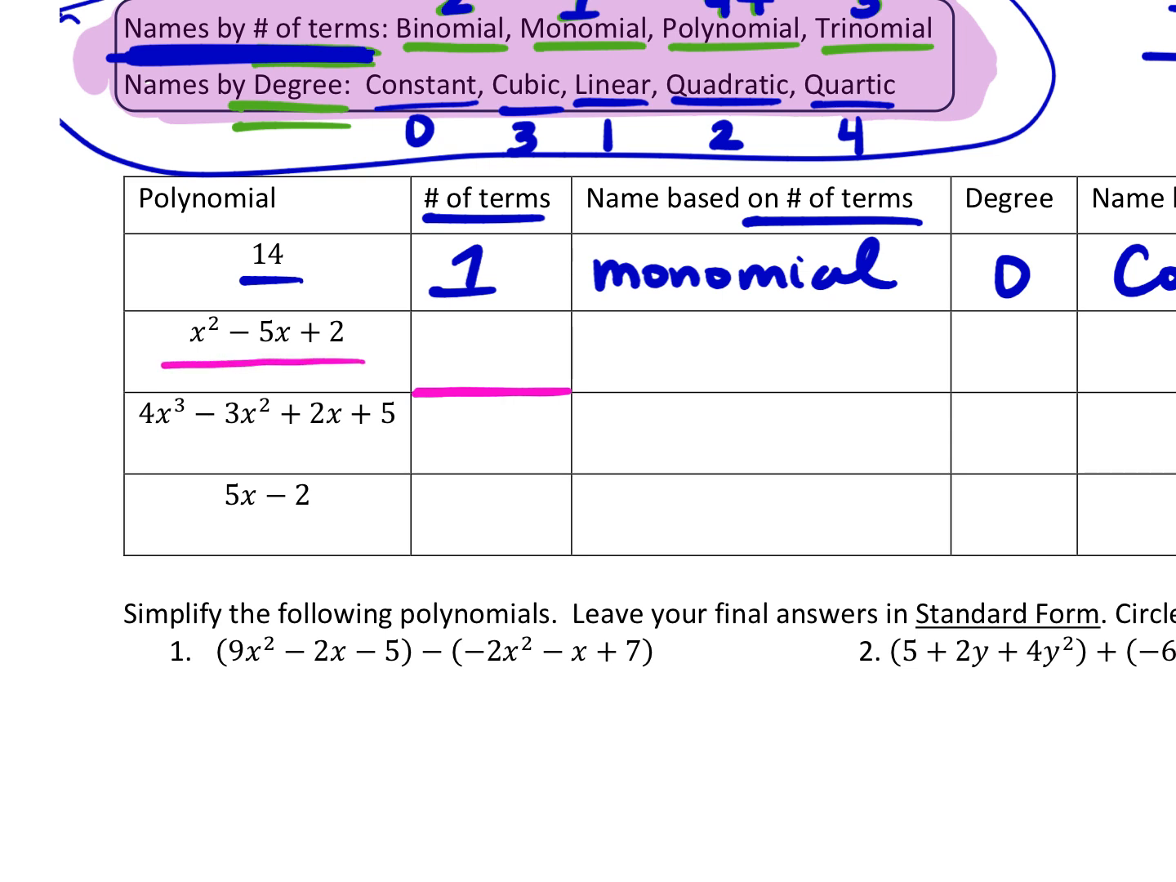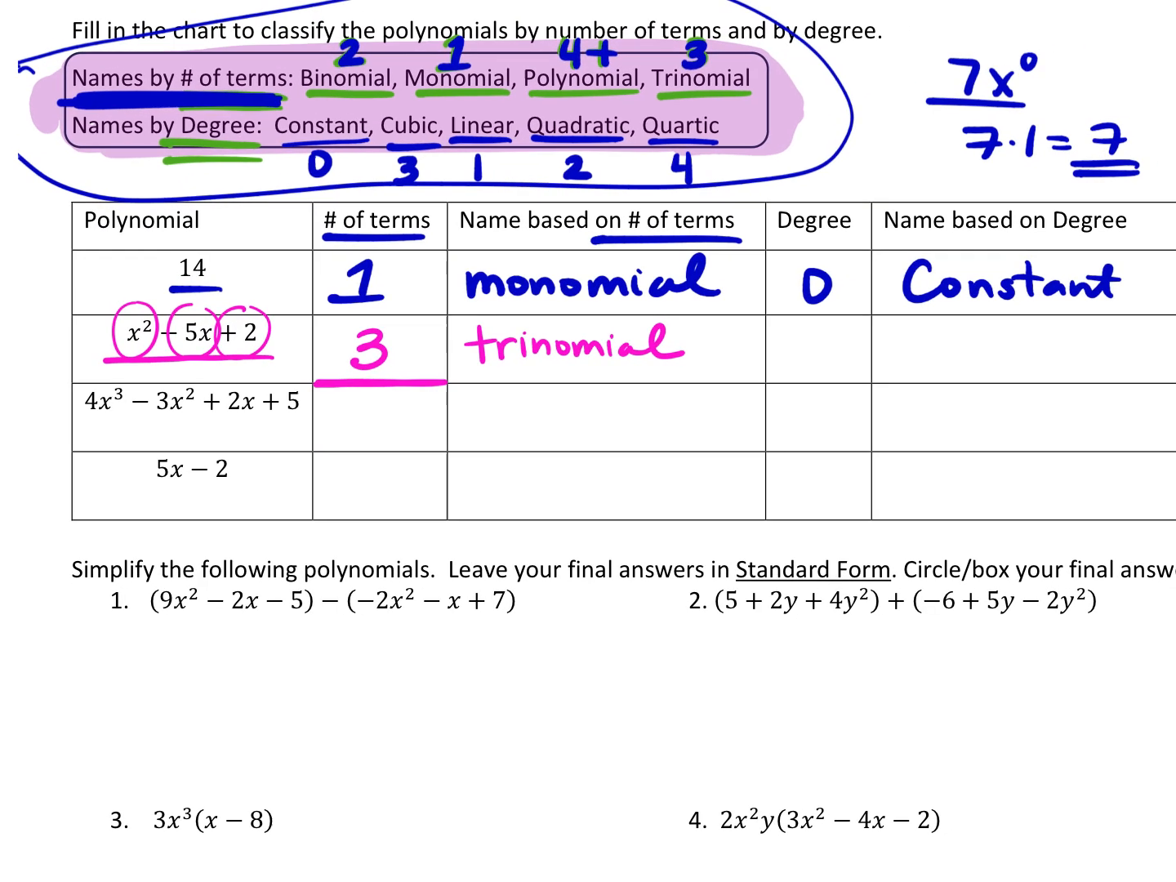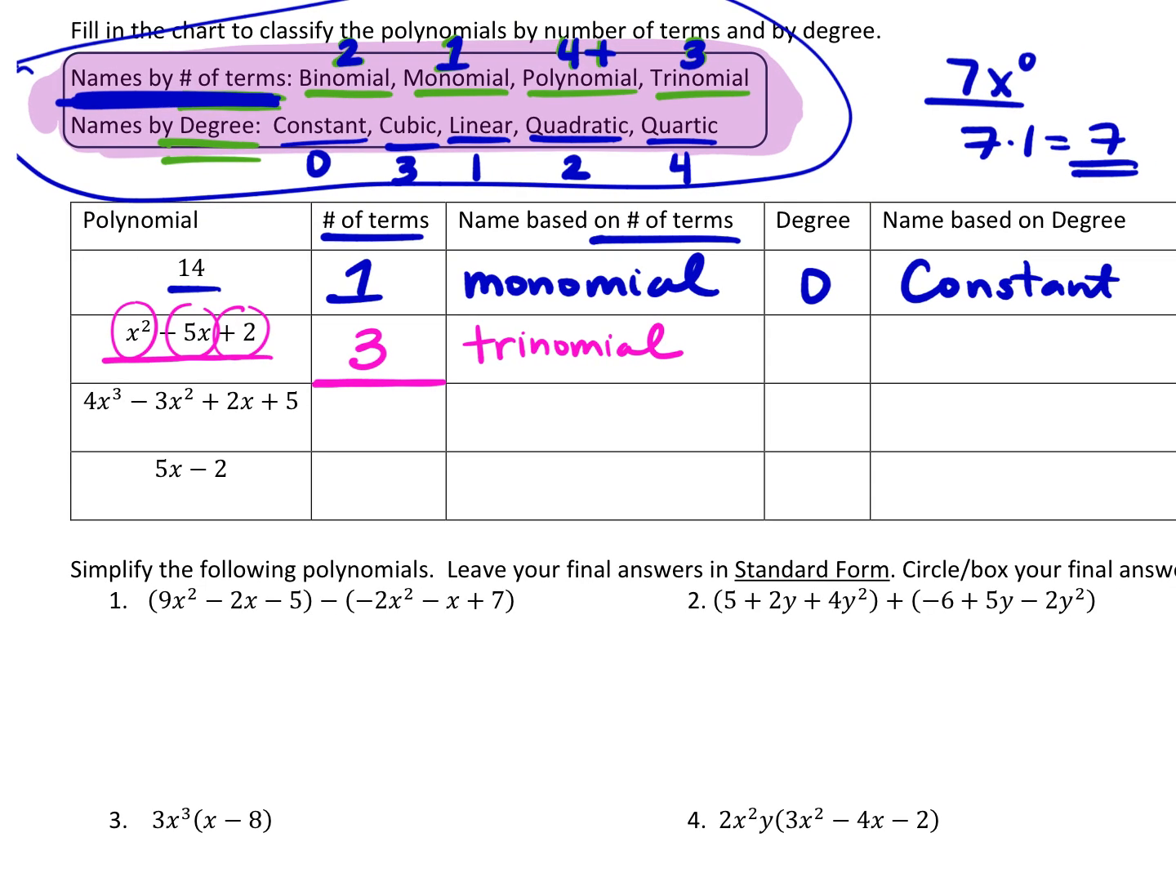That's 3 terms, okay? So 1, 2, 3 terms. Yasleen, what is it? What do we call that? A trinomial. That is a trinomial. Okay. So then moving on to the degree of it.